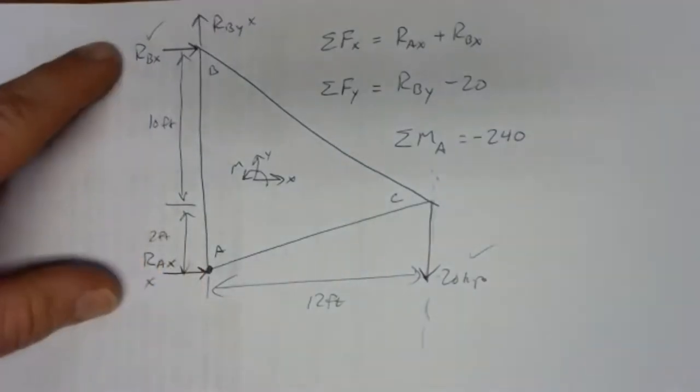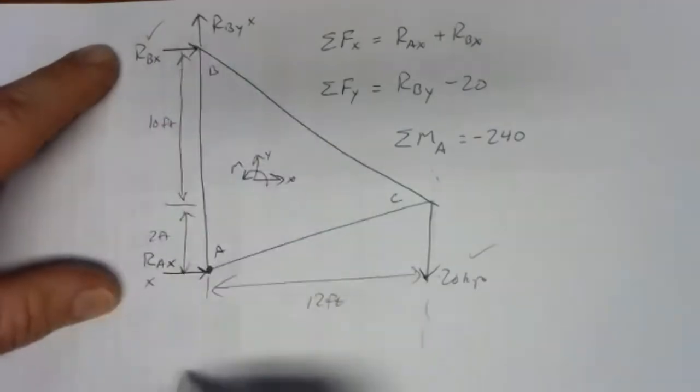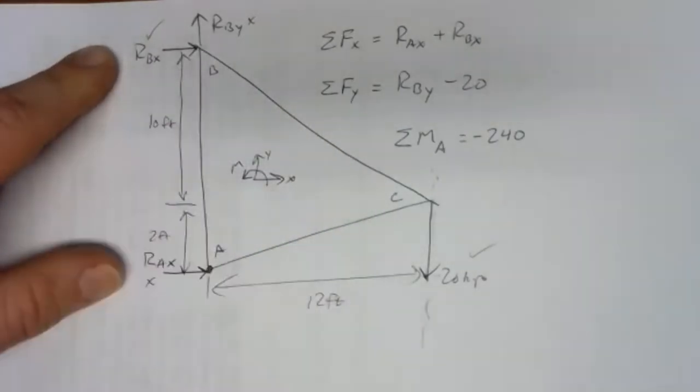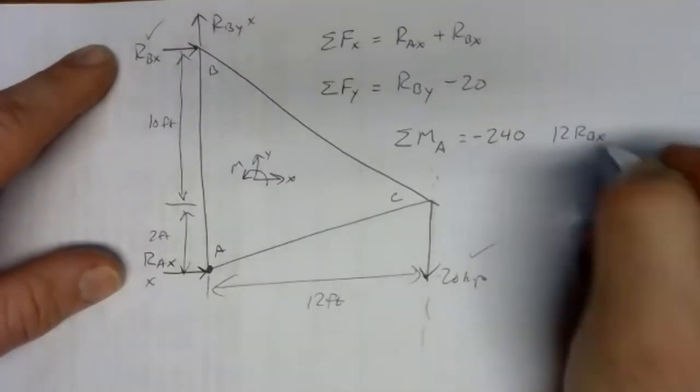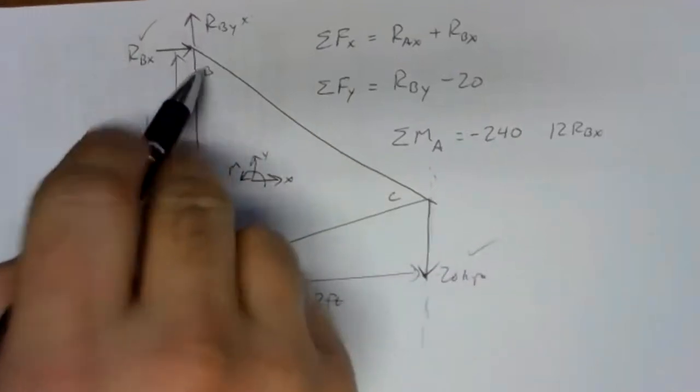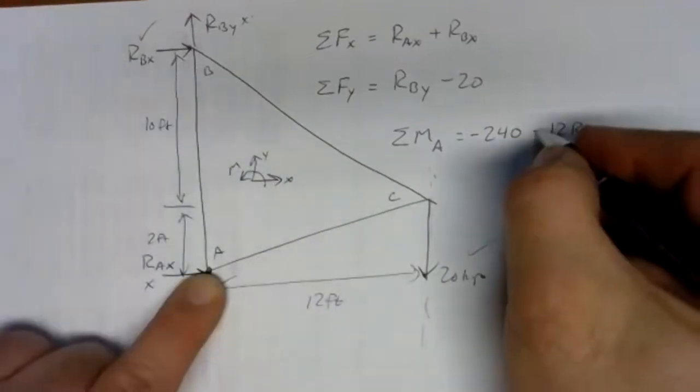And then we've got RBX. Well, RBX's line of action is a little easier to see. It's also 12 feet. RBX, pinned at A, pushing to the right, clockwise moment, so also negative.